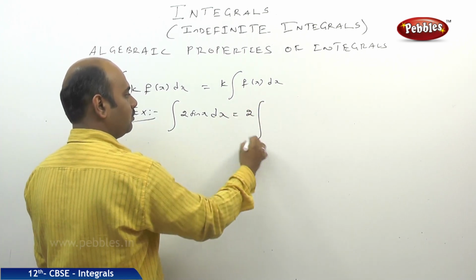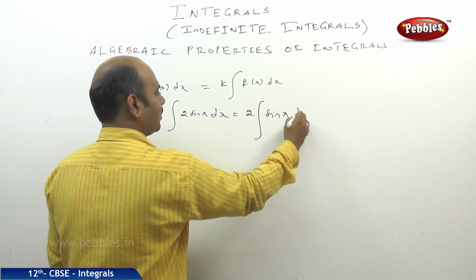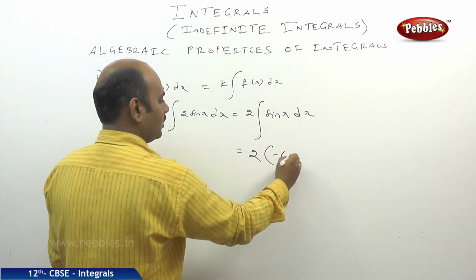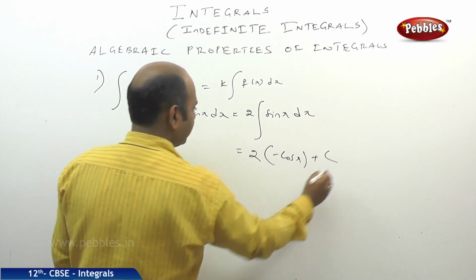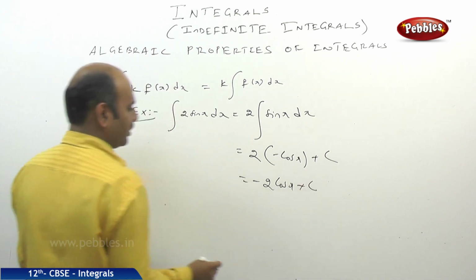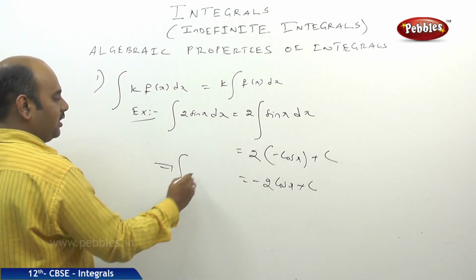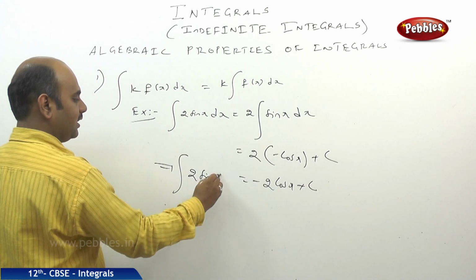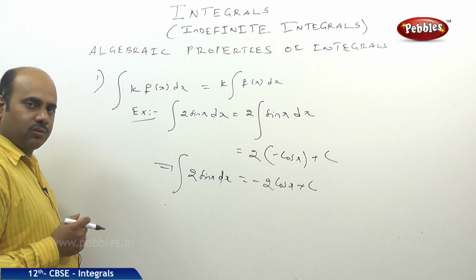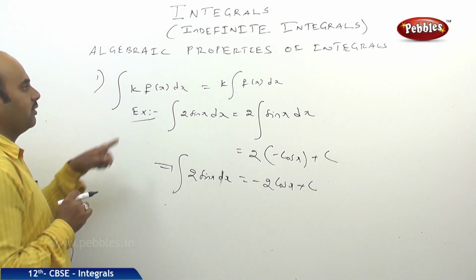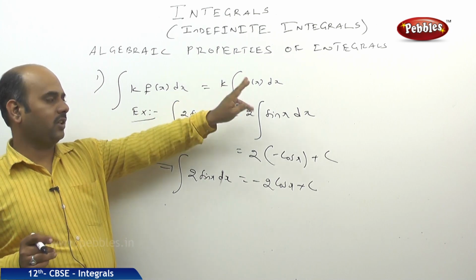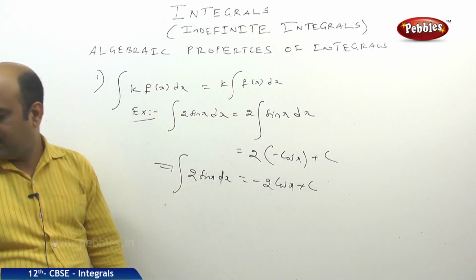So what happens? 2 will be coming outside, and integral of sin x dx will be coming, and 2 into integral of sin x means what? Minus cos x plus c. So finally our output will be minus 2 cos x plus c. So finally how can I write? Integral of 2 sin x dx is nothing but minus 2 cos x plus c. So we learned an important property. Integral of k into f of x dx is equal to k into integral of f of x dx.